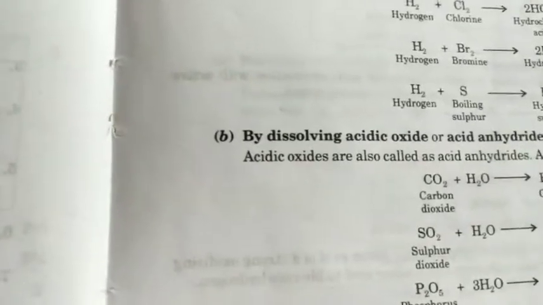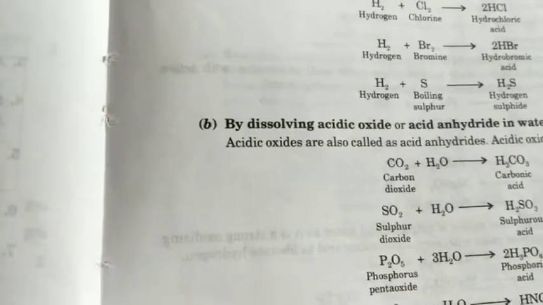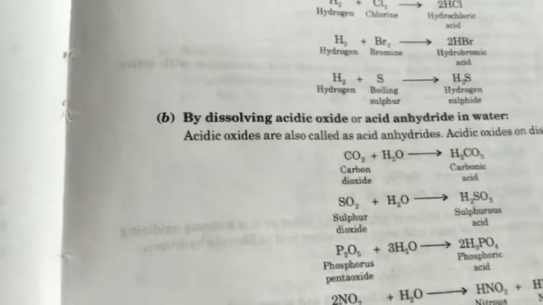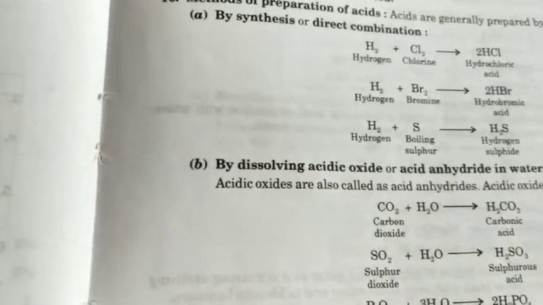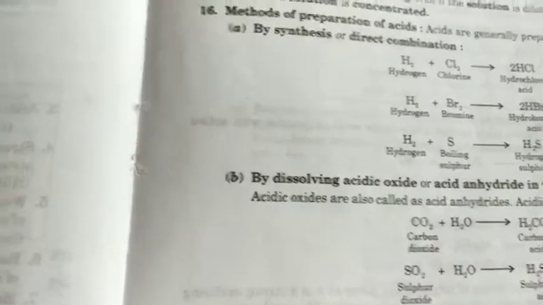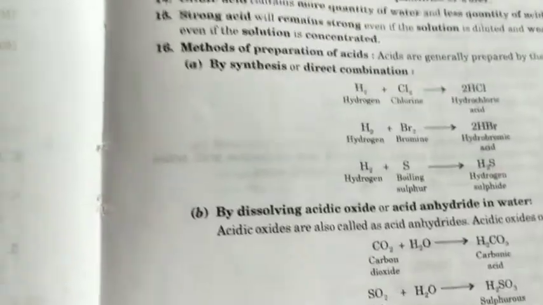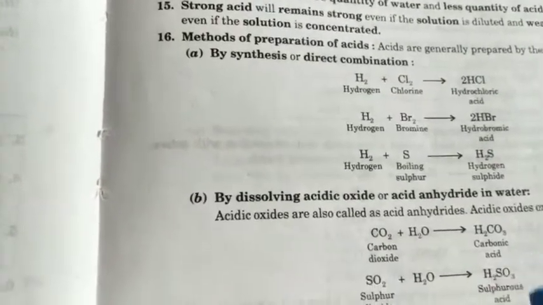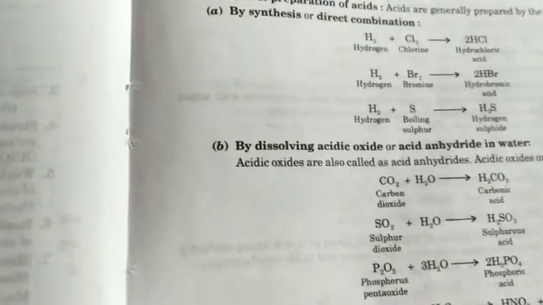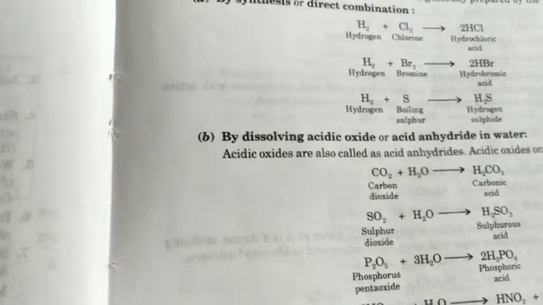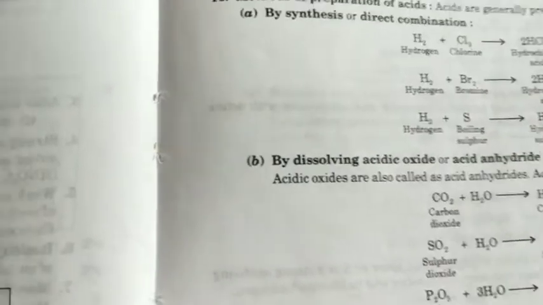We know that it is an important point. Actually NO2 when reacting with water, two types of acid form, that is nitrous acid and nitric acid. I explained first carbonic acid, next sulfurous acid, next phosphoric acid. But when NO2 reacts with water, two types of acid, nitrous acid and nitric acid, form. This question may be asked in the exam.